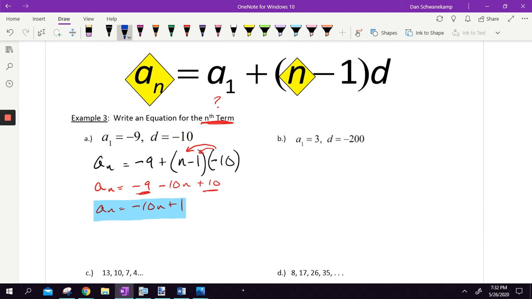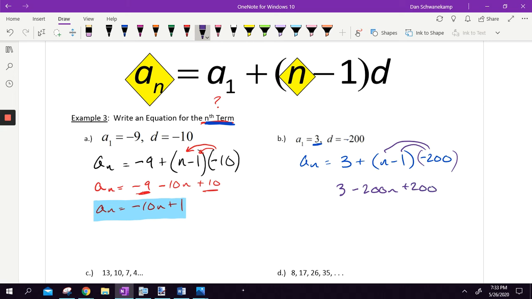Let's do it again. All right. So a sub n is equal to a sub 1. Well, my a sub 1 is 3, plus n minus 1. I'm going to leave that n alone because I don't know what term I'm looking for. I'm looking for the nth term. And the d is negative 200. Distribute this negative 200 into the problem. So I'm going to get 3 plus negative 200 times n plus 200. So really it's 3 minus 200n plus 200. So a sub n is going to be equal to negative 200n, and then 3 plus 200 is 203.